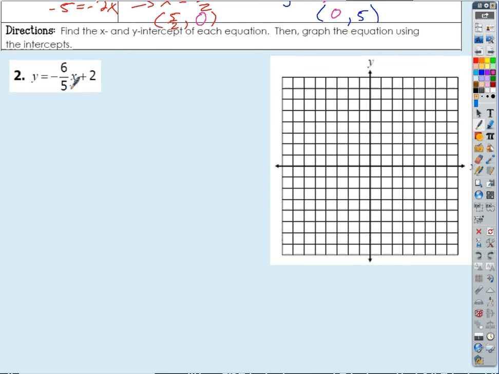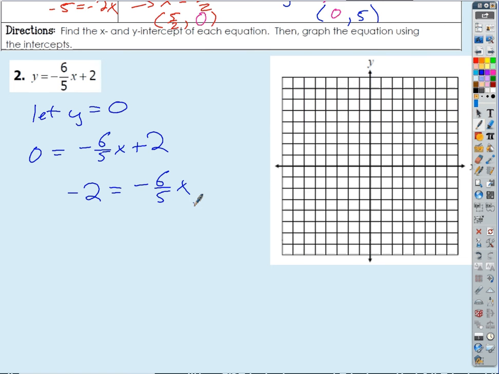So if I want to find the x-intercept, we set y equal to 0. So to find the x-intercept, if we let y equal 0, what do we get? 0 equals -6/5 x plus 2. So what are the 2 steps to get the x by itself? Subtract 2, right? So we're going to end up with -2 equals -6/5 x. Now I want you to pause for a second here because this is a really important step.